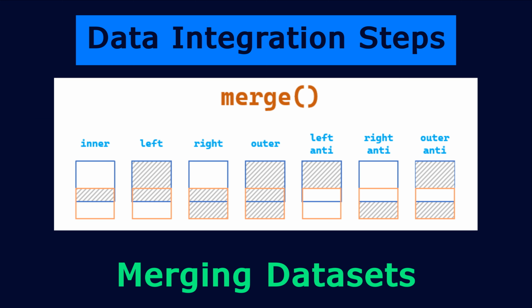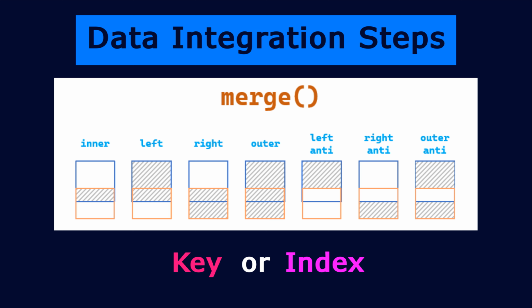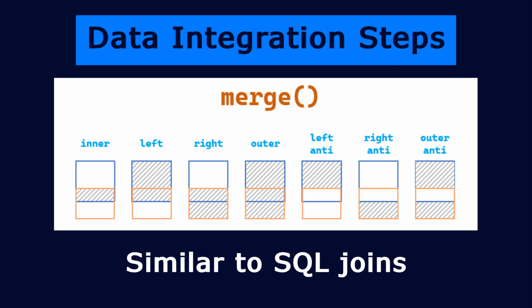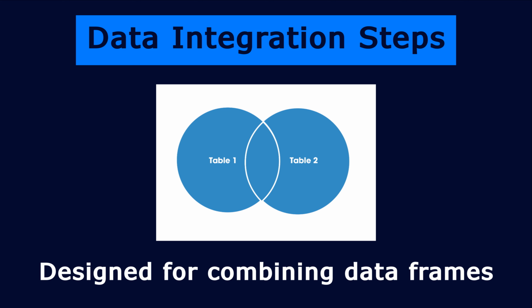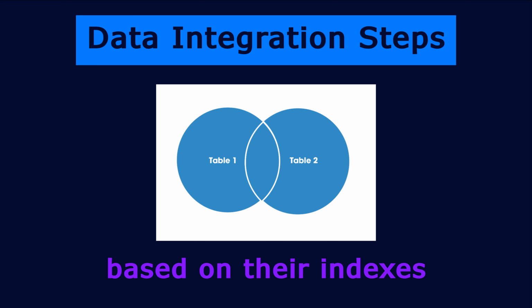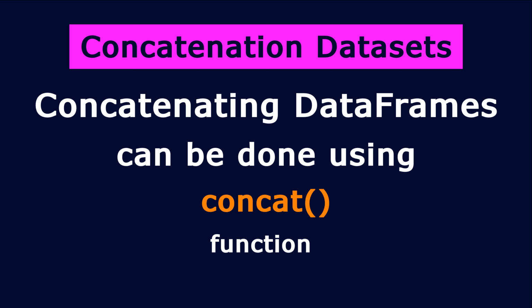Merging datasets: combining data frames based on a key or index, similar to SQL joins. Joining datasets: similar to merging but designed for combining data frames based on their indexes. Concatenation of datasets: concatenating data frames can be done using the concat function.